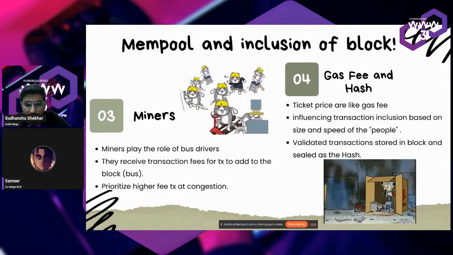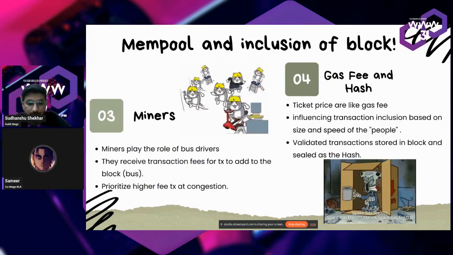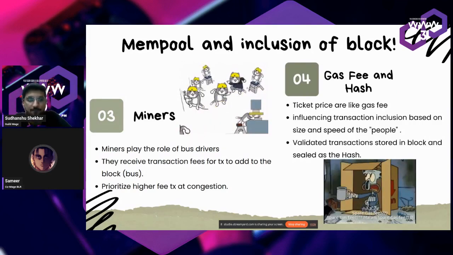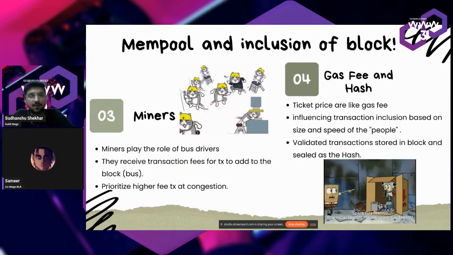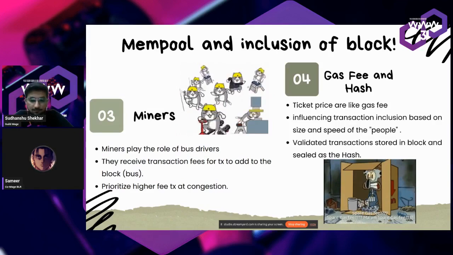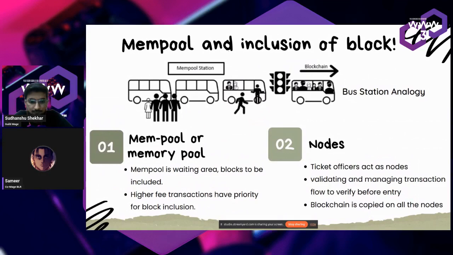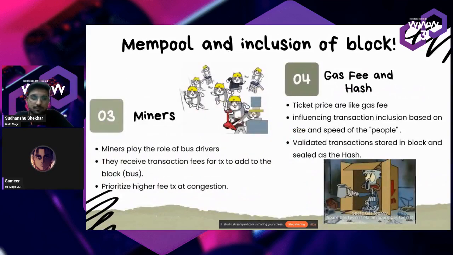And next we have gas fee and hash. The gas fee corresponds to the ticket price in the bus station analogy. Transactions with larger sizes or faster movement pay more for their ticket, increasing their chances of being included in the next block. Miners receive these gas fees as an incentive for including transactions in the blockchain. So yeah, that concludes the mempool and inclusion of block.